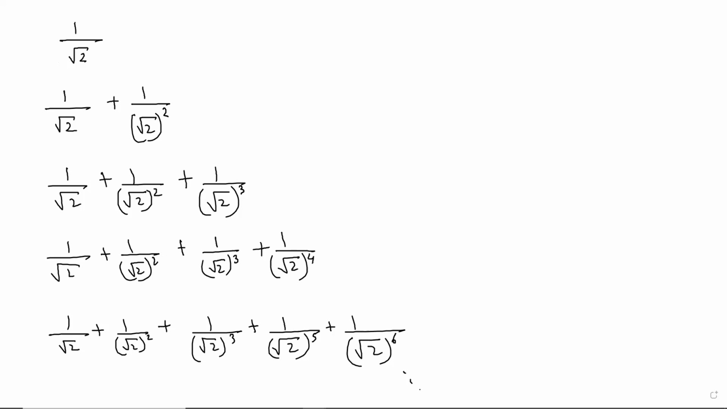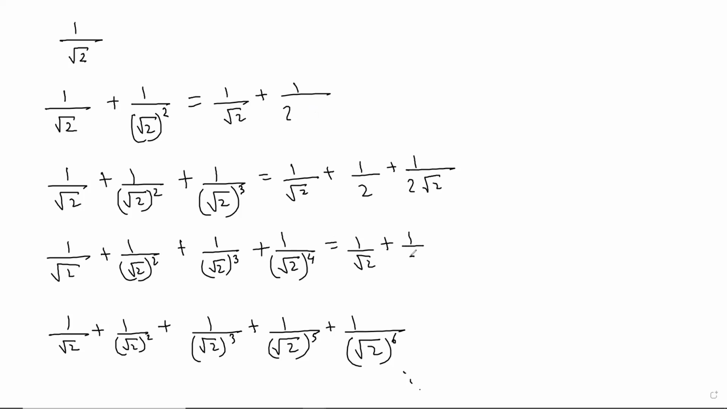So let's try to simplify it first, right? Let's try to just simplify this. Let's write it. It's 2 times square root of 2, right? This is, yeah, no, I mean this is just 2, sorry. And this is 1 by root 2, 1 by 2, 1 by 2 root 2, 1 by 2 square, right?